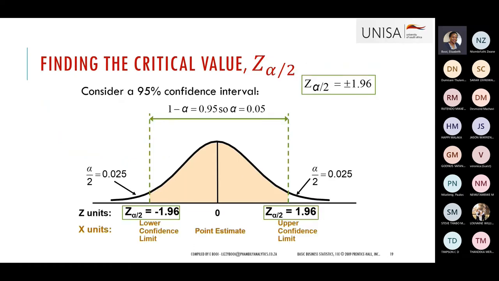Let's look at an example of how we find the critical value. To find the critical value, if we're using a 95% confidence interval, I'm just going to black out my screen and we're going to go manual. So if I have a 95% confidence level, then I'm asked to find the critical value.